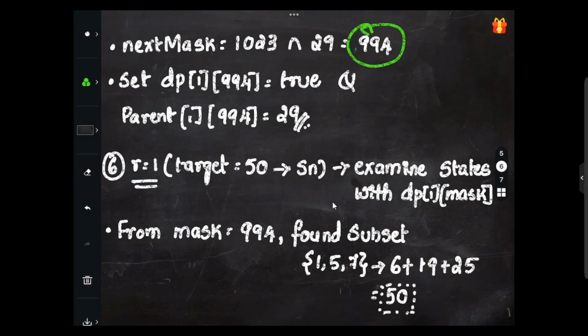I'll not explain how we got this value. We are going with the XOR here. This is fine. So we will set DP of 994 to true. Quite obviously we'll be setting that one to true, and the parent of this 994 is 29. So here we got 29, right?